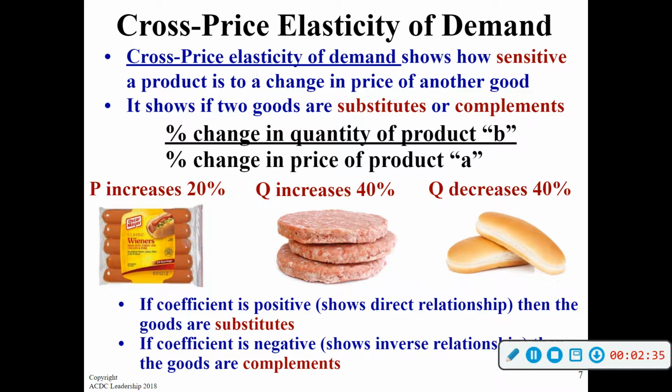We plug it back in. Price increases 20% for product A. That stays right here. But now we plug in negative 40 into our percent change of quantity B. So now we have negative 40 over positive 20. What's our coefficient? Negative 2. And so now we see it's a negative coefficient. These two goods are complements. So when hot dogs get more expensive, people are also going to buy less hot dog buns. Does that make sense? Yeah.